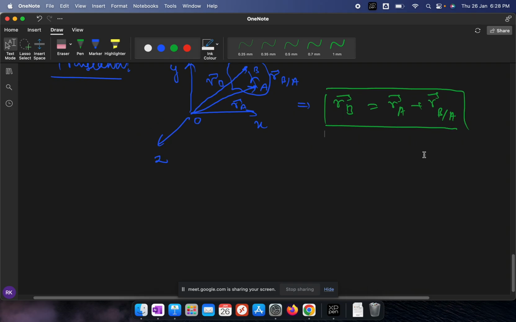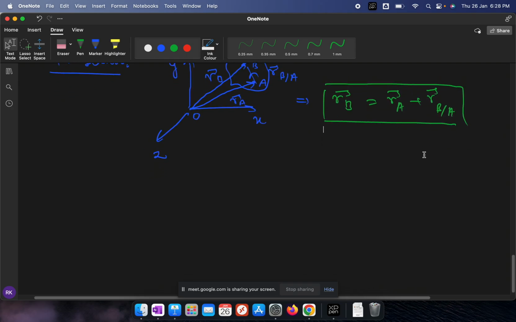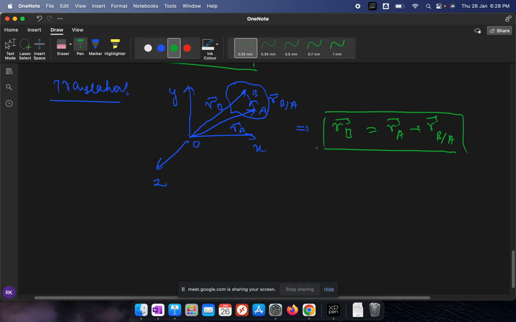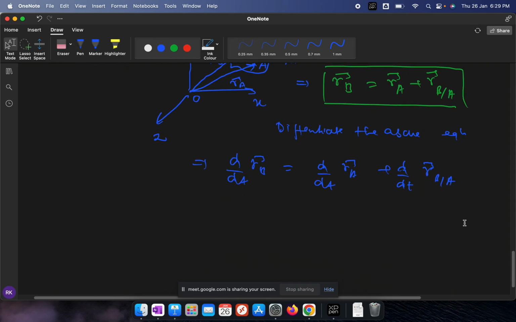Now if I differentiate the above equation, then what will happen? d by dt of RB vector equal to d by dt of RA vector plus d by dt of RBA. Can someone tell me what will be the result?